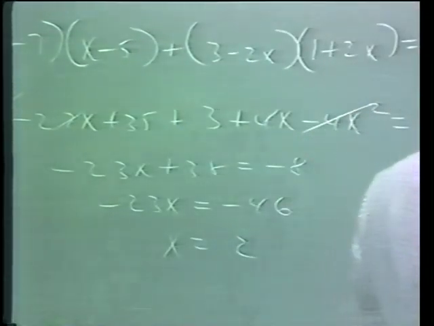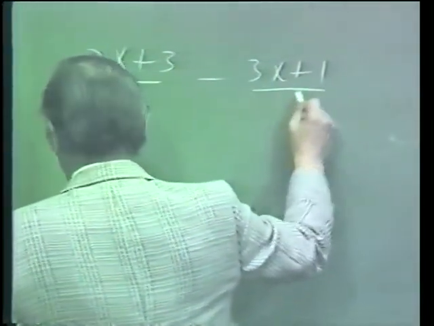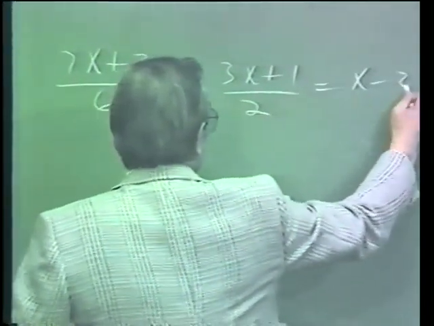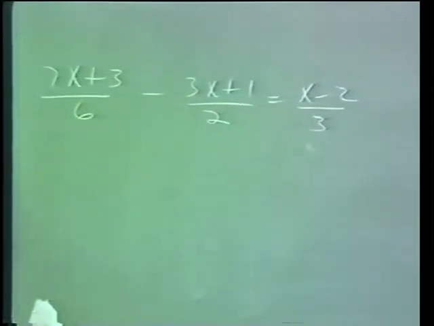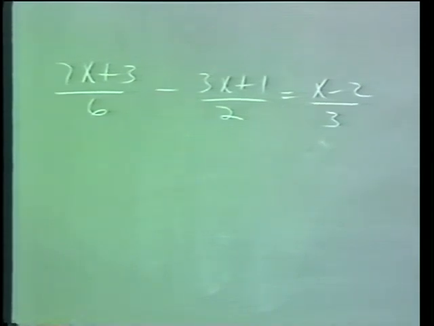Well, let's try another one. A little different. Here we go. We have 7x plus 3 over 6 minus 3x plus 1 over 2 equal x minus 2 over 3. Well, I don't know. You're going to tell me how to do this, Tim, and then I'll tell you.